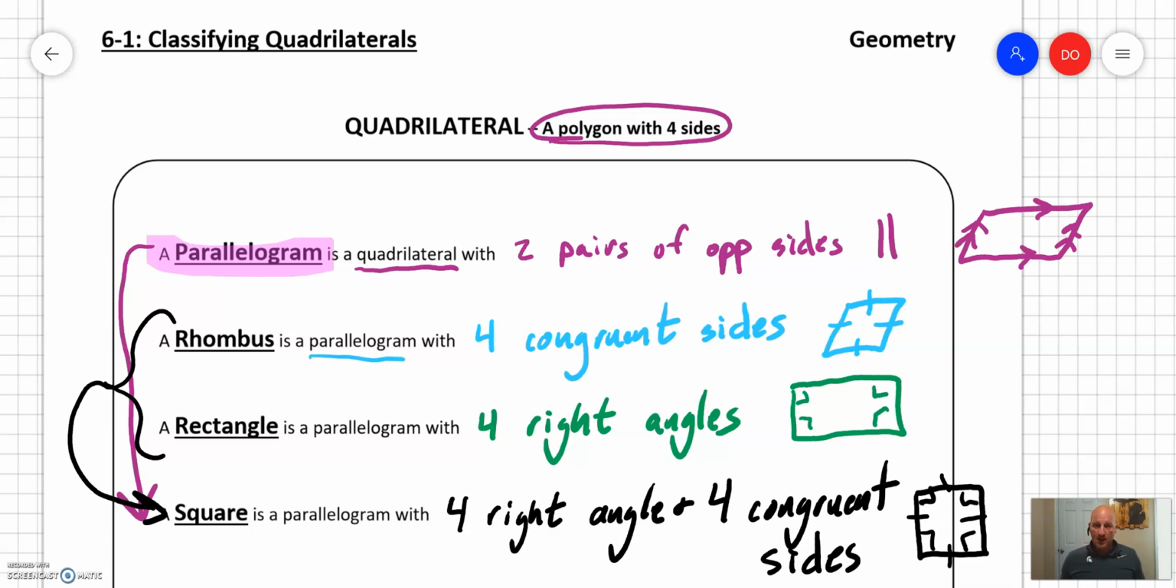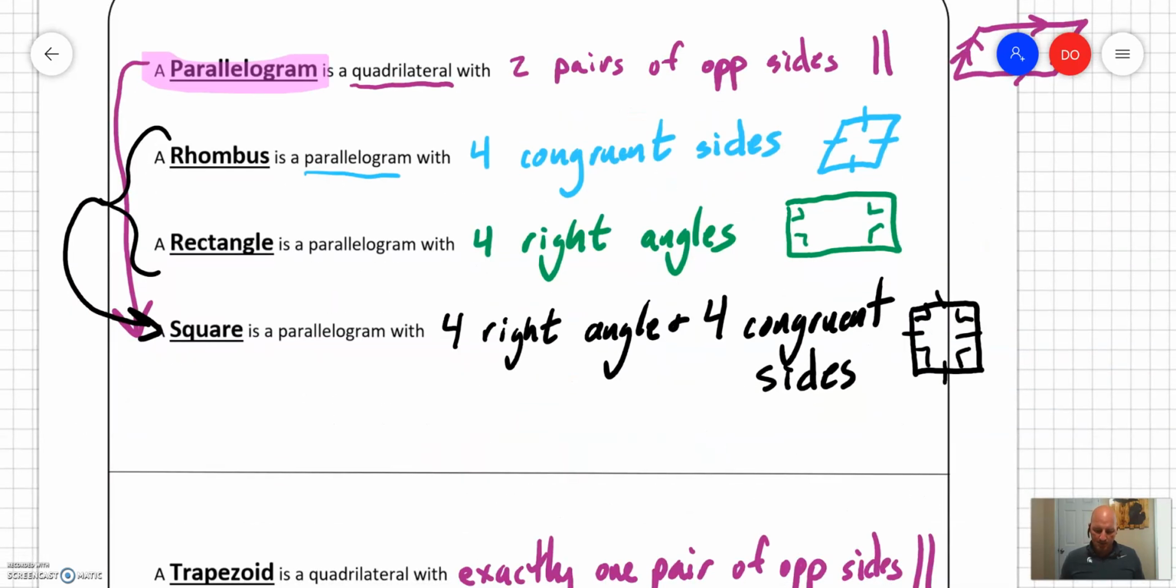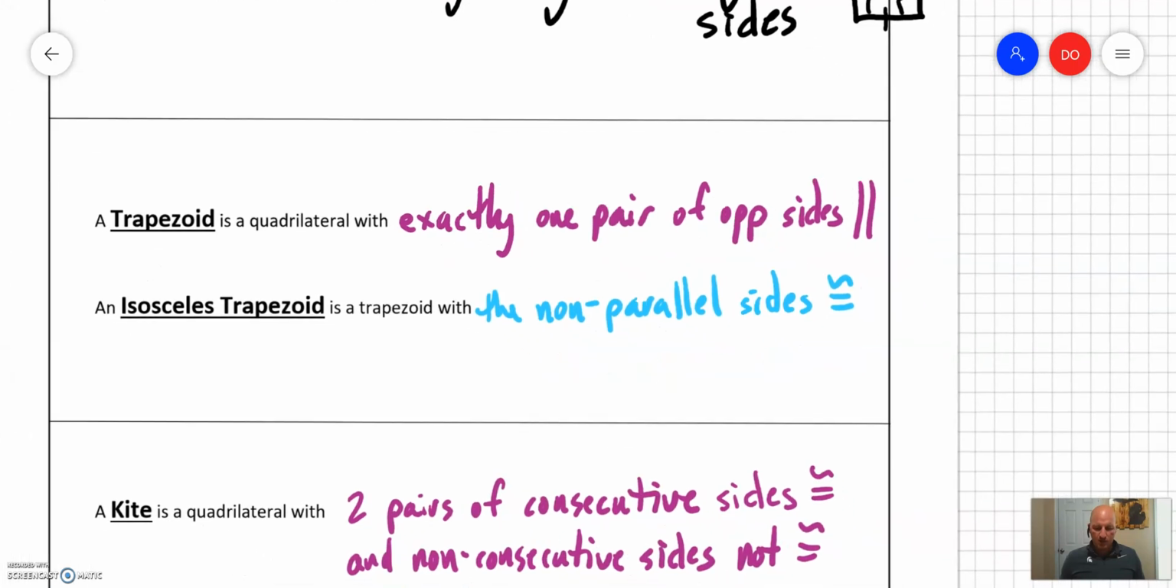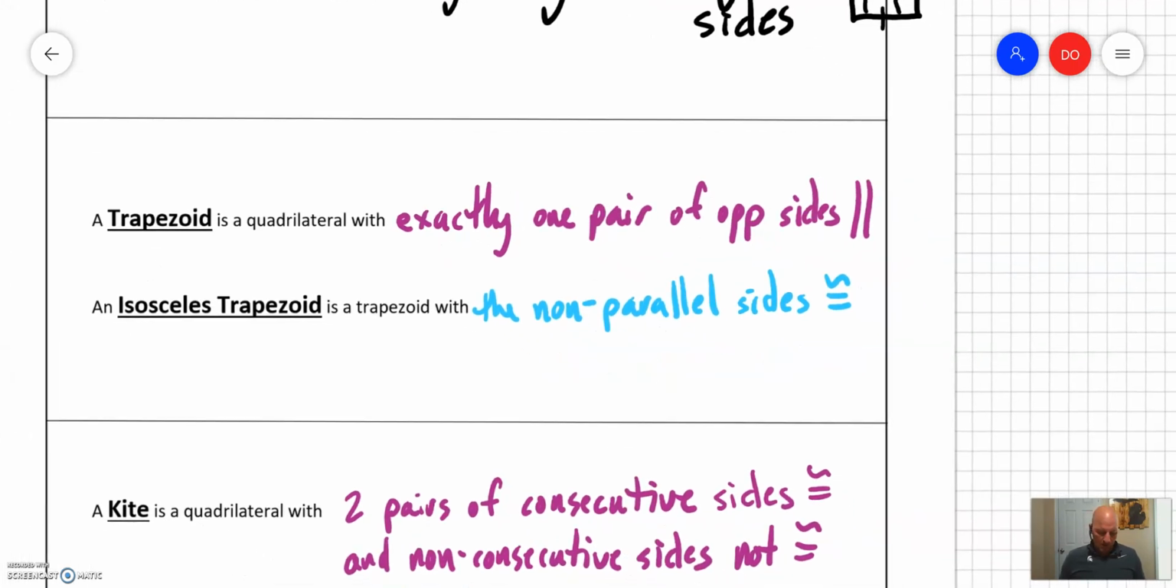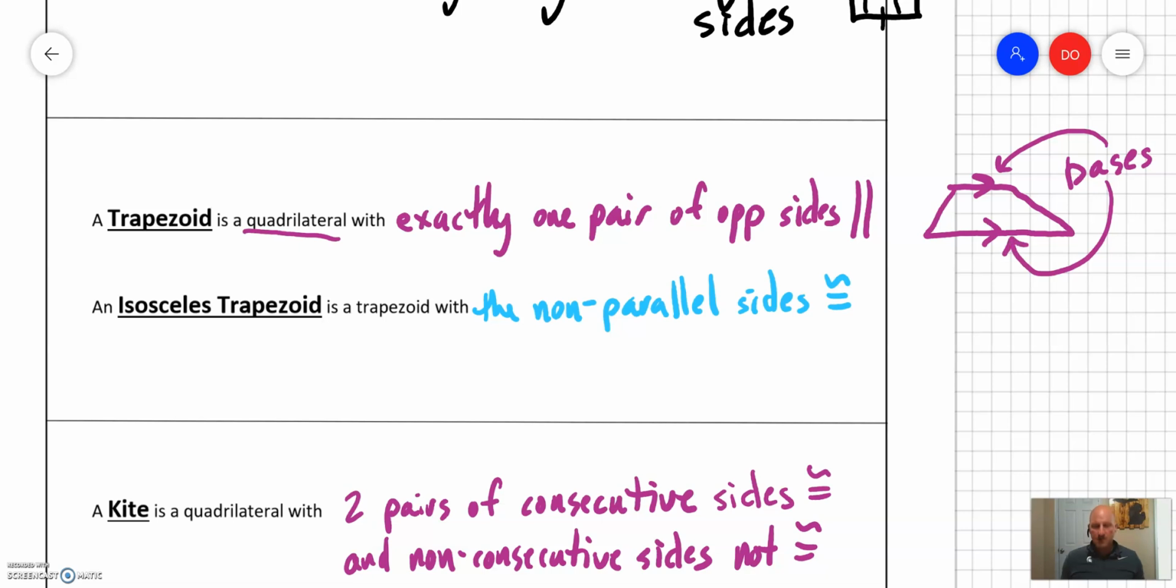Let's move to figures that have less than 2 pairs of opposite sides parallel. So now we're looking at trapezoids. So a trapezoid is a quadrilateral, so it has 4 sides and it's a polygon with exactly 1 pair of opposite sides parallel. Not 0, not 2, exactly 1. So here's an example of one trapezoid, opposite sides being parallel. Just for more vocab here, those parallel sides on a trapezoid are called the bases. Just terminology you'll hear down the road.